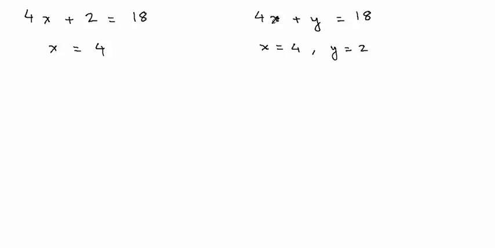Can x be, say, for example, 3? Let's say x is 3. 4 times 3 is 12, and 12 plus 6 is 18, therefore y is equal to 6. How about x being equal to 2? 4 times 2 is 8, and 8 plus 10 is 18. Are there more answers? And which one of them is right? To find out the answer, let's try and plot this equation on the xy coordinate plane.